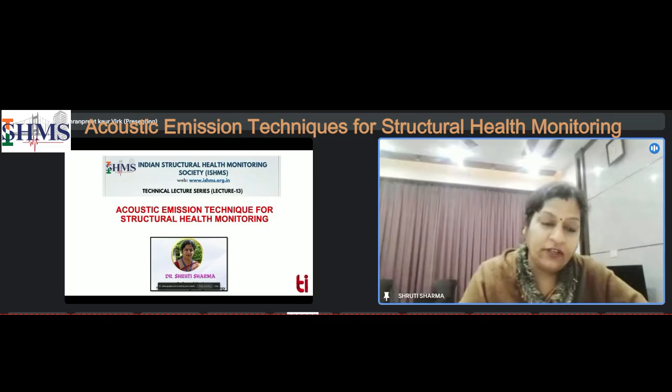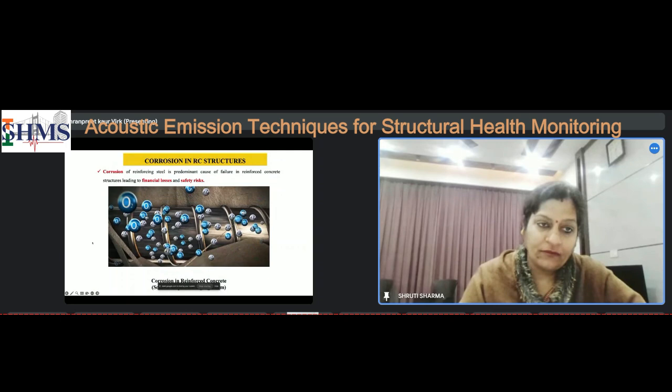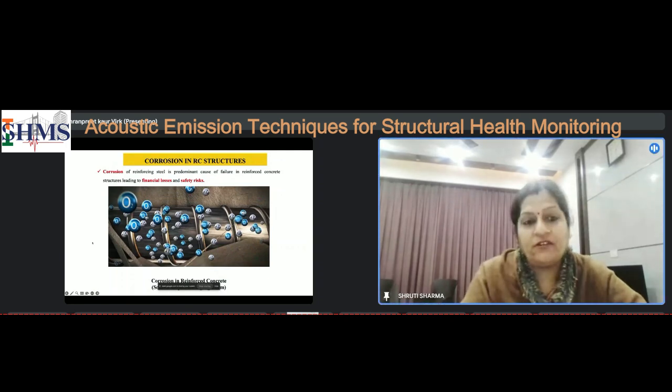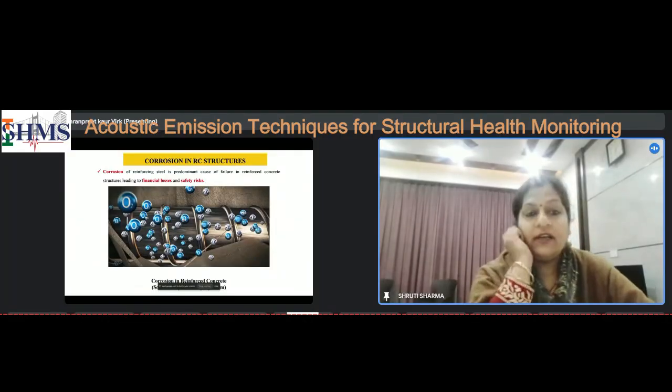We did structural health monitoring, and there are various kinds of tools which we have tried to use. Broadly, we started with the wave propagation tool, and the basic problem which we looked into for damage detection was corrosion. Corrosion, as we all understand, apart from loading, is the basic problem in RC structures.